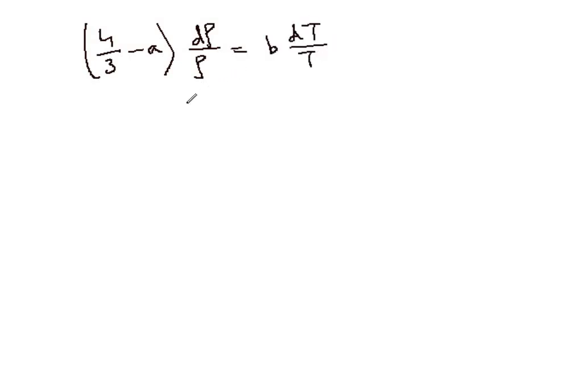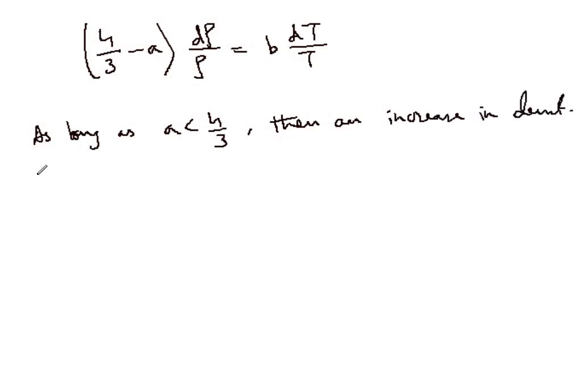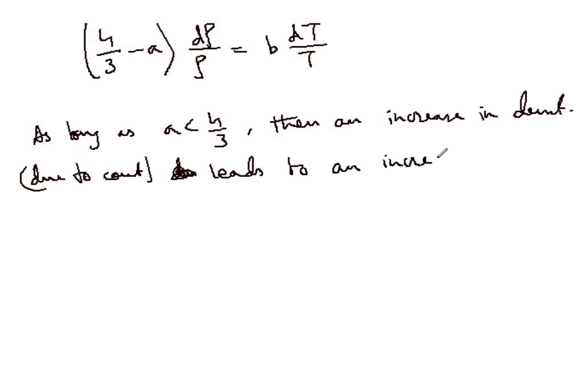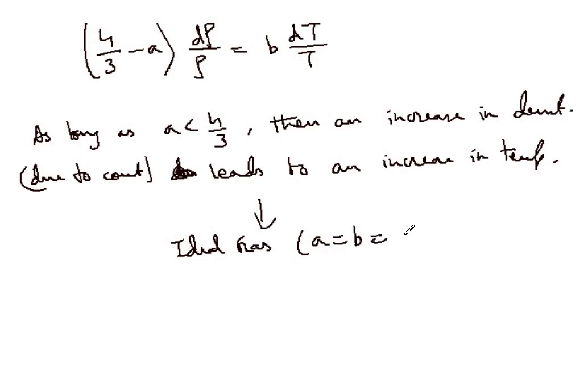Okay, let me again write it down and then we will discuss. The relation is basically (4/3 − A) dρ/ρ = B dT/T. Now, as long as A is less than 4/3, an increase in density due to contraction leads to an increase in temperature. This is the case for our ideal gas, because for ideal gas we have A = B = 1.